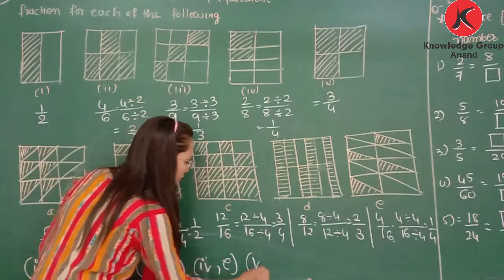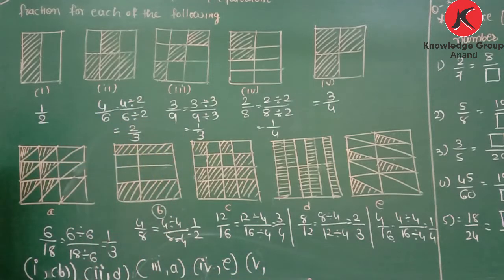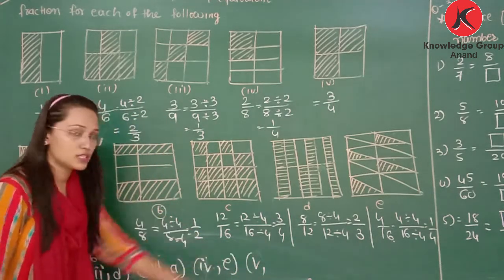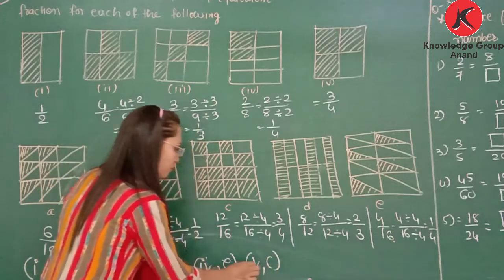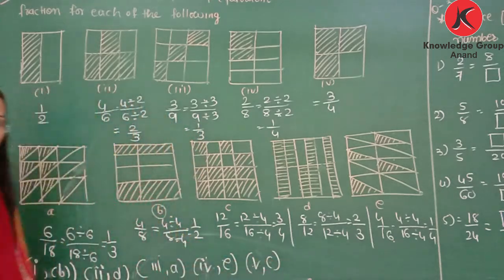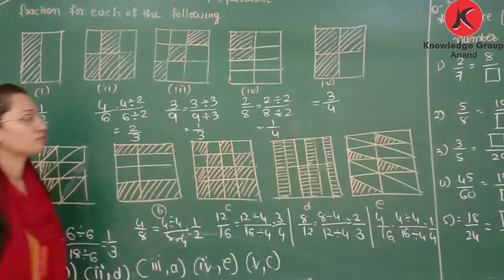Now the fifth one. Now 3 by 4. Is there any figure with 3 by 4? Yes, it is C. So the fifth figure and C are an equivalent pair.